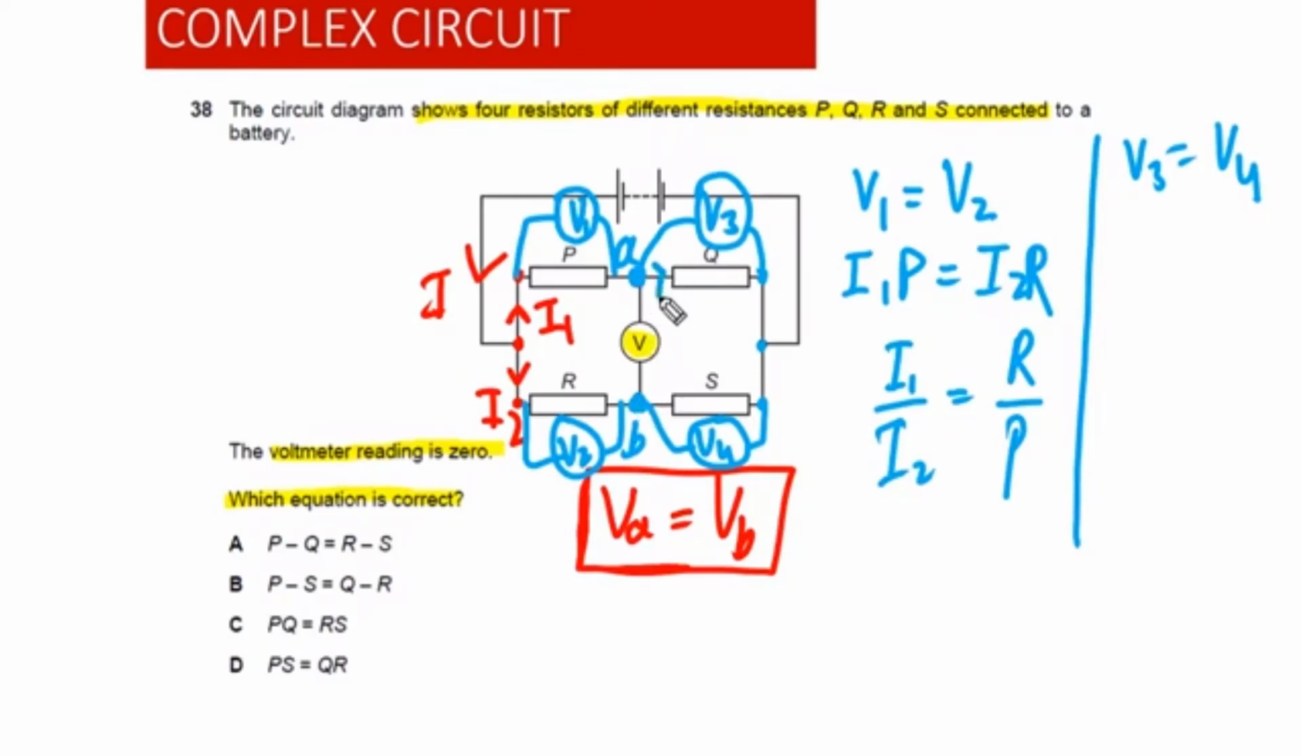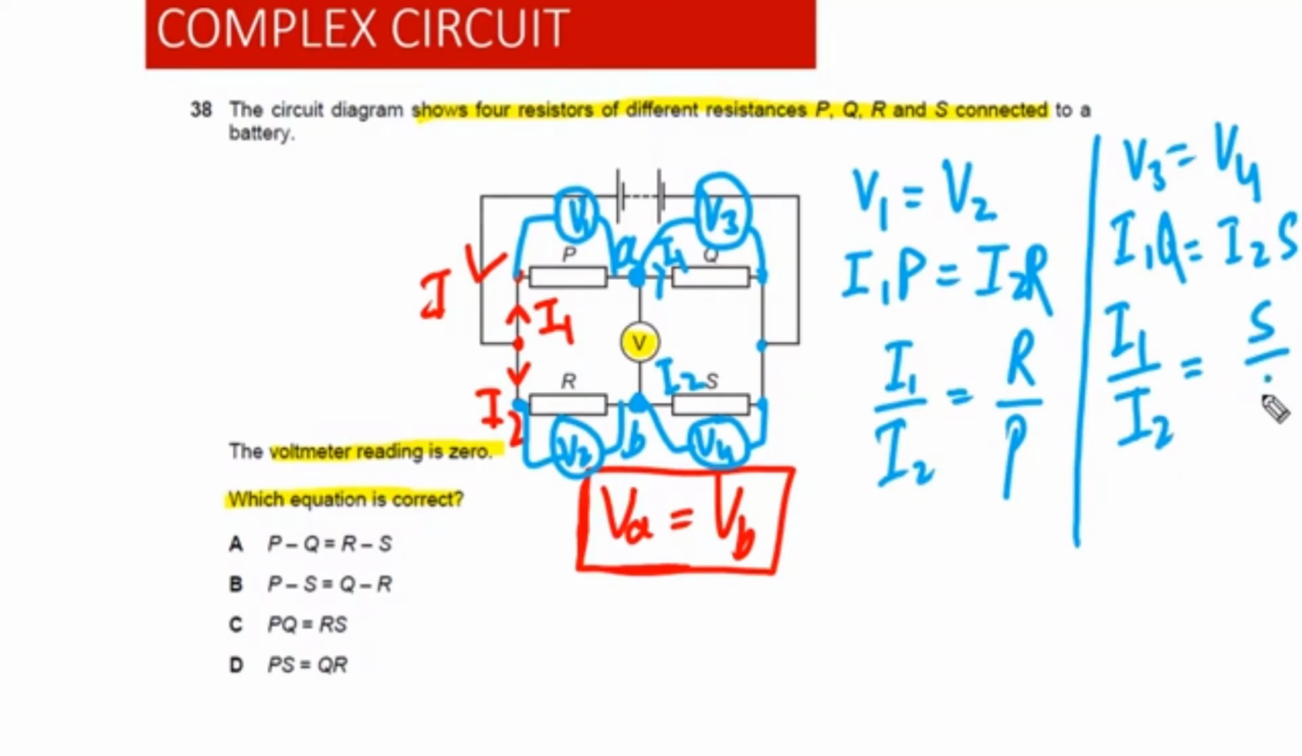It means the same current I1 is passing through Q and the same current I2 is also passing through S. I2 means the same current through resistor R. So we can say I1 times Q is equal to I2 times S. From here we can rearrange, we can get I1 by I2. This will be equal to S over Q.